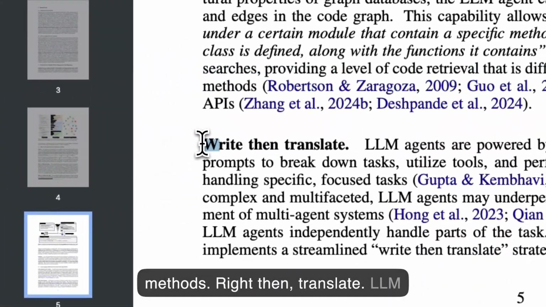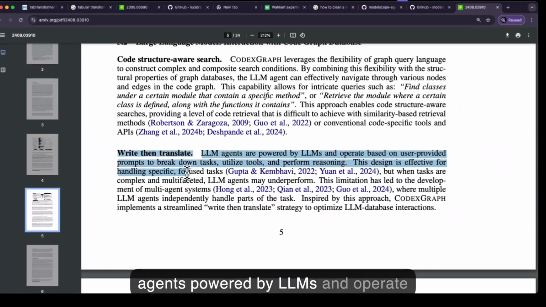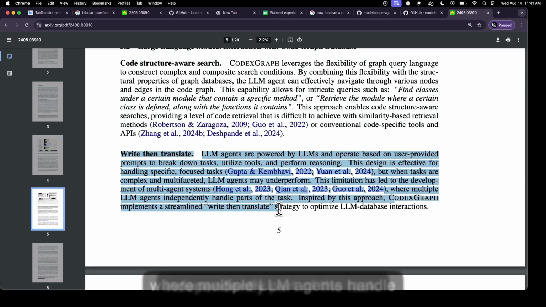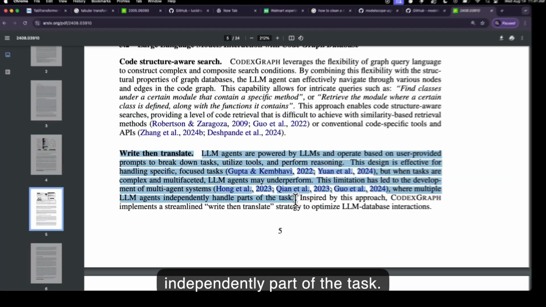Write, then translate. LLM agents are powered by LLMs and operate based on user-provided prompts to break down tasks, utilize tools, and perform reasoning. This design is effective for handling specific and focused tasks, but when tasks are complex and multifaceted, LLM agents may underperform. This limitation has led to the development of multi-agent systems, like swarms, where multiple LLM agents independently handle part of the task.